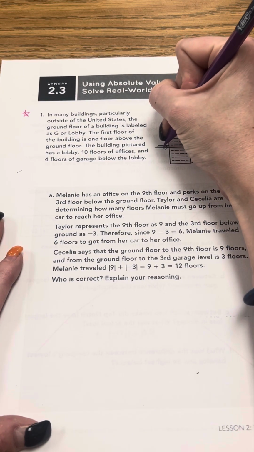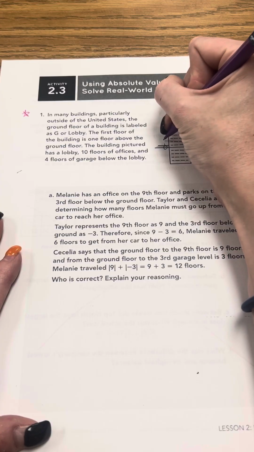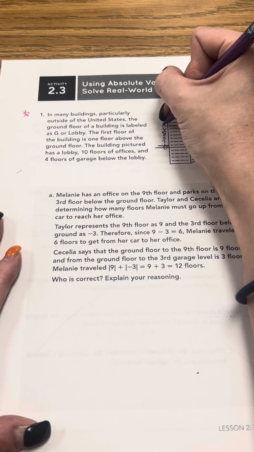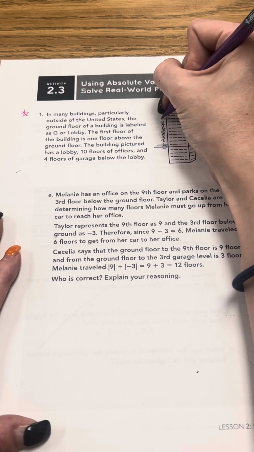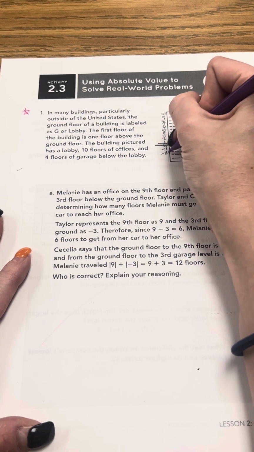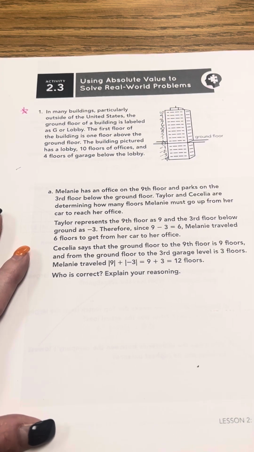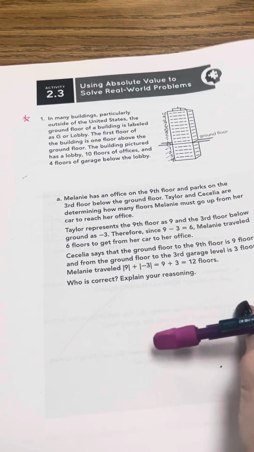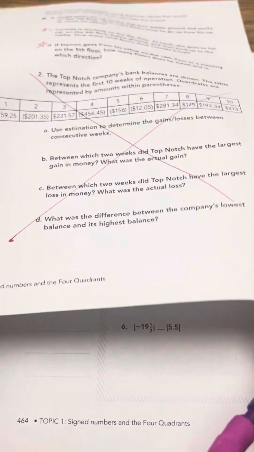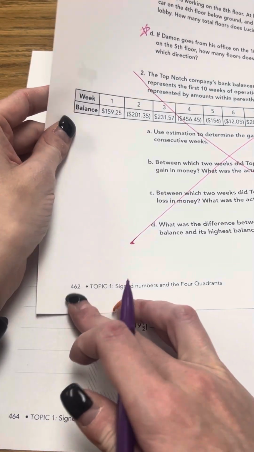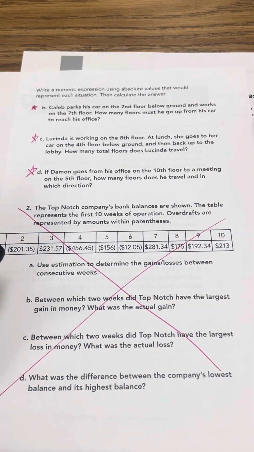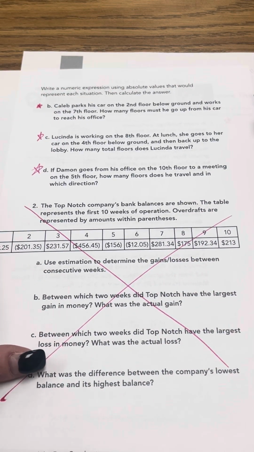We could say ground would be 0, and then when you're going up, would go above. So those would be your positives. And then going below would be your negatives. Okay, so we could think of it like that. We're going to use that knowledge to answer the next questions on page 462. Write a numeric expression using absolute values that would represent each situation.